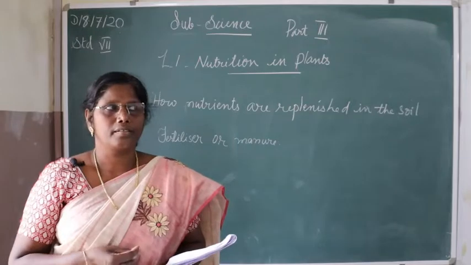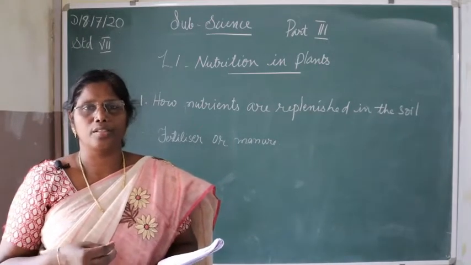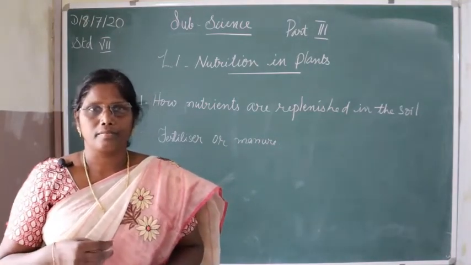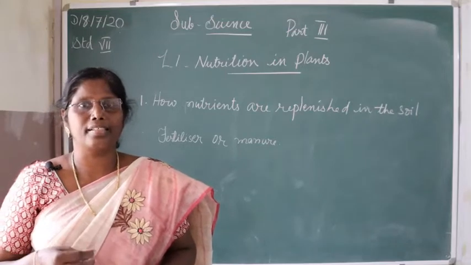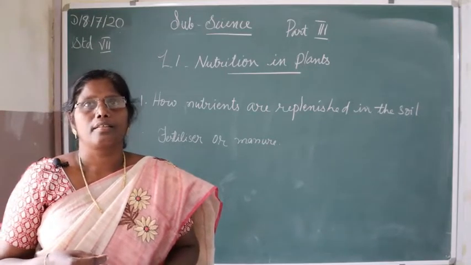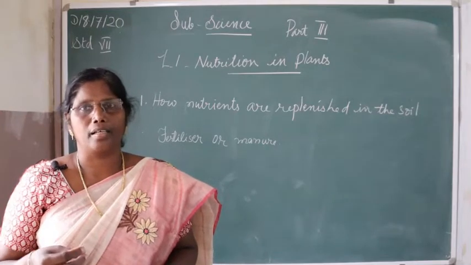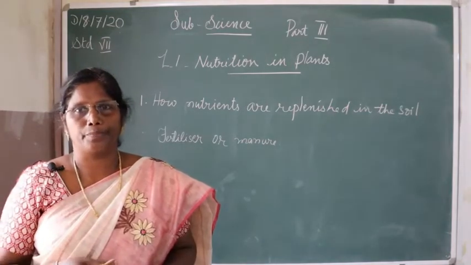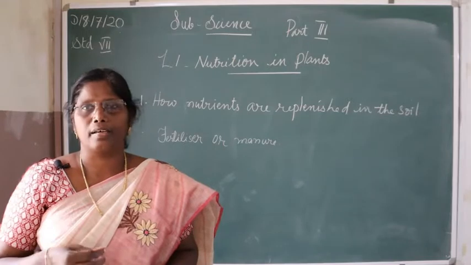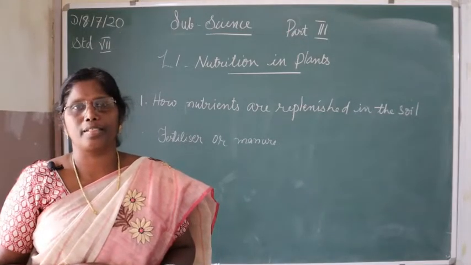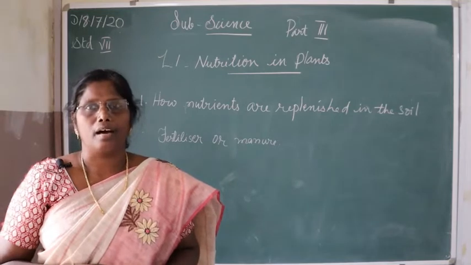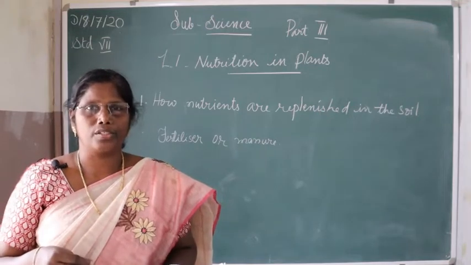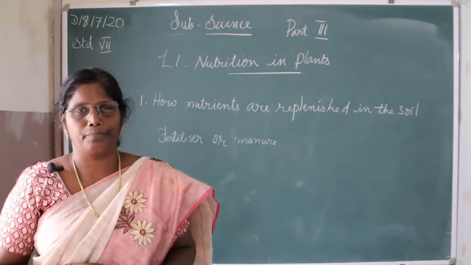We know that soil provides nutrients to the plants. When crops are cultivated continuously in the soil, the nutrient content in the soil becomes less. That means the fertility of the soil becomes poor. So fertilizer or manure that contains nitrogen, phosphorus and potassium is added to the soil from time to time to replenish the nutrients in the soil.